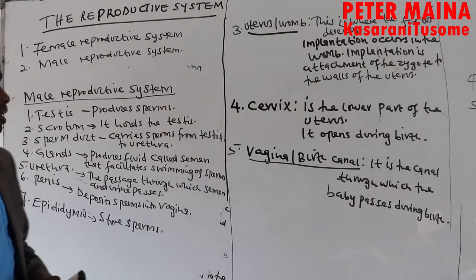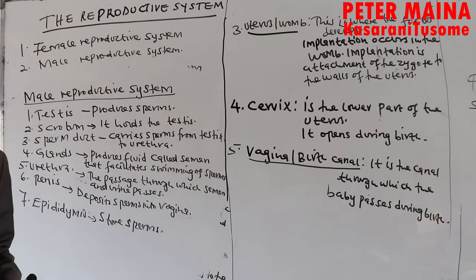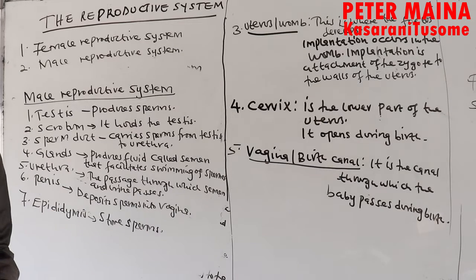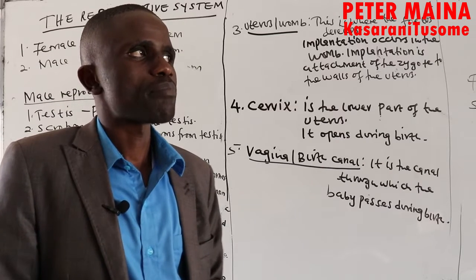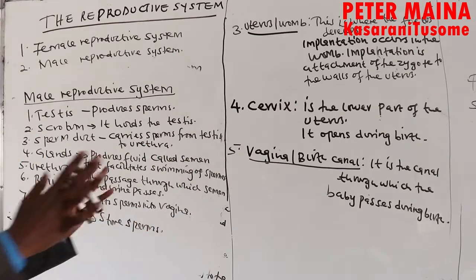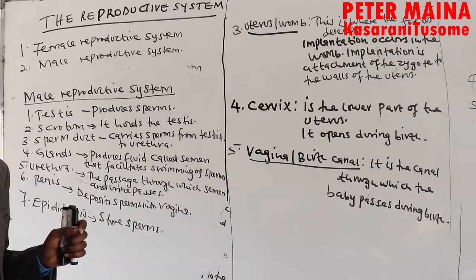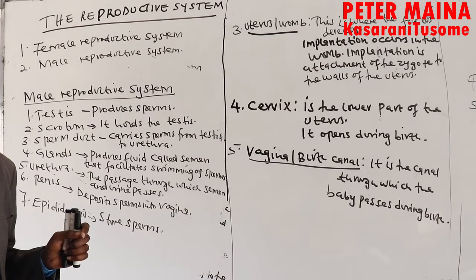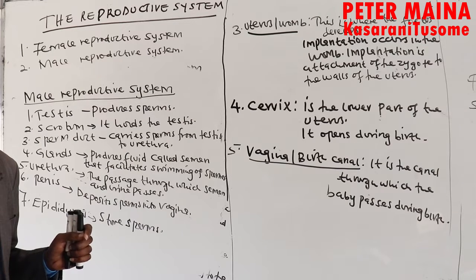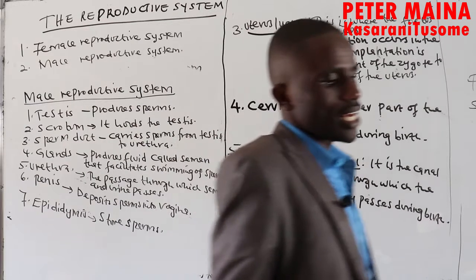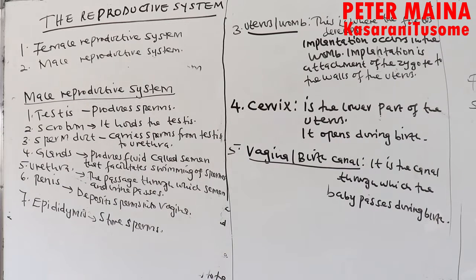And then we have the urethra, which facilitates the passage of urine and the sperms. And after the urethra, we have the penis, which deposits the sperms into the vagina. So you have those seven components: the testes, the scrotum, epididymis, the sperm duct, the glands, the penis, and the urethra. Those are the components of the male reproductive system.